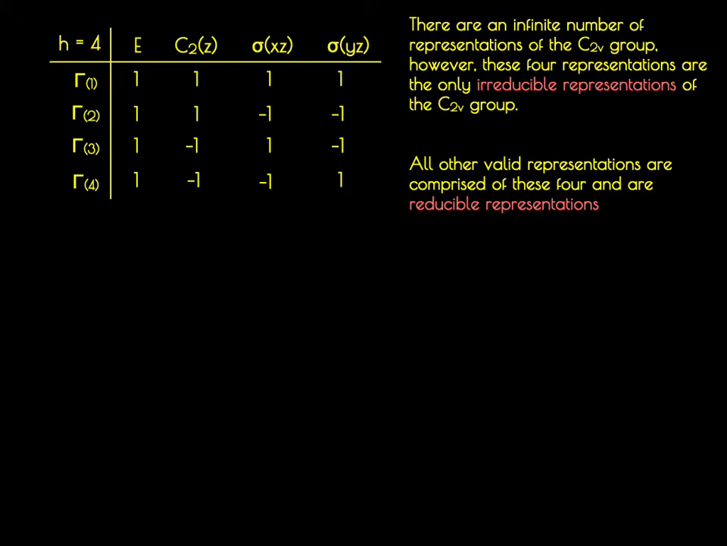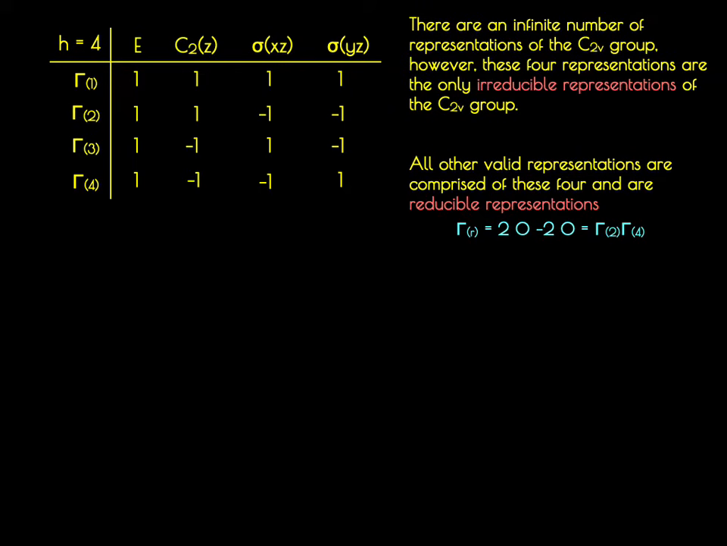We call all those other representations reducible representations because they can be reduced into the 4 irreducible representations of the C2V point group. An example of a reducible representation would be this one, the reducible representation equal to 2, 0, -2, 0, which is a composite of the second and the fourth representation of the group.